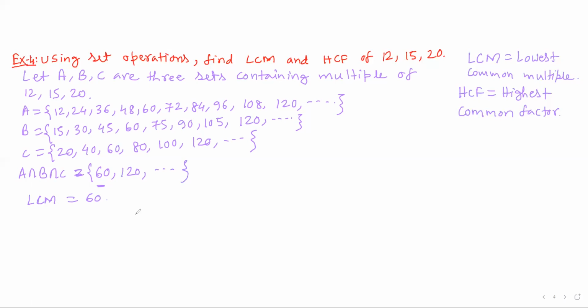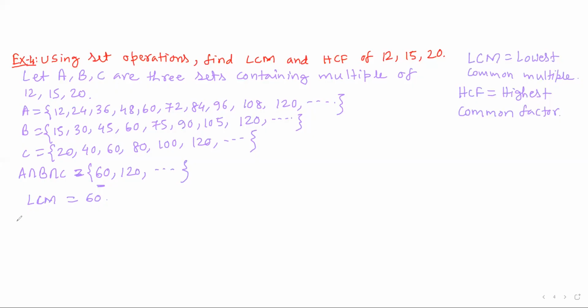Similarly, we have to calculate HCF of 12, 15, 20. For that, we need to calculate factors, because HCF means highest common factor. So first we have to calculate factor of 12, 15 and 20. Then we have to find out the common factors. Then from that common factors, we have to take the highest value.